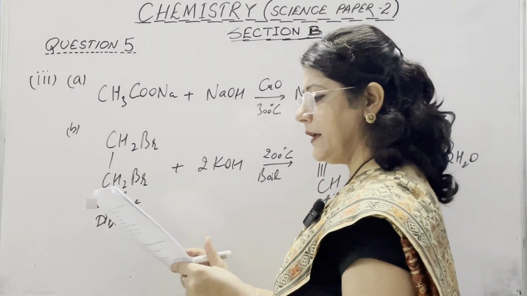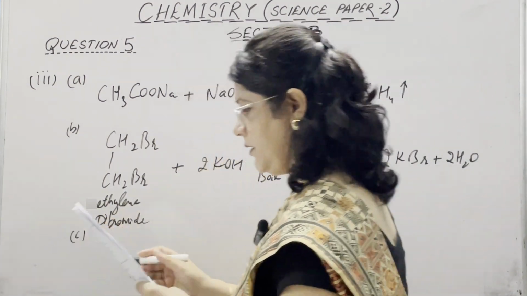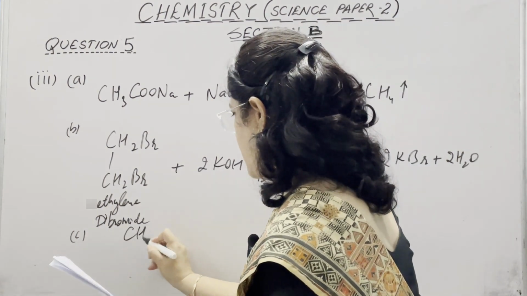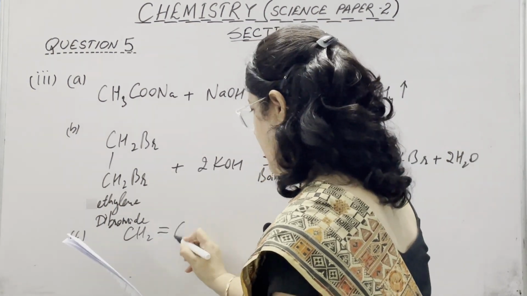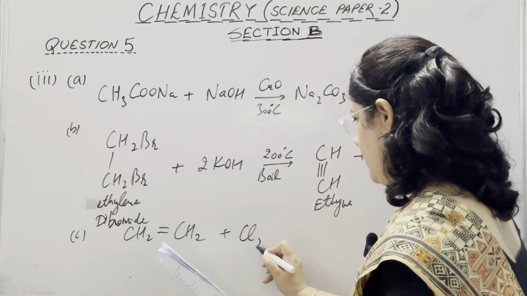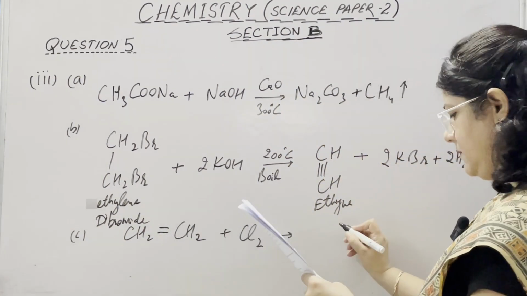In third part, ethene reacting with chlorine. So ethene is CH2=CH2, ene means double bond, plus a chlorine molecule.